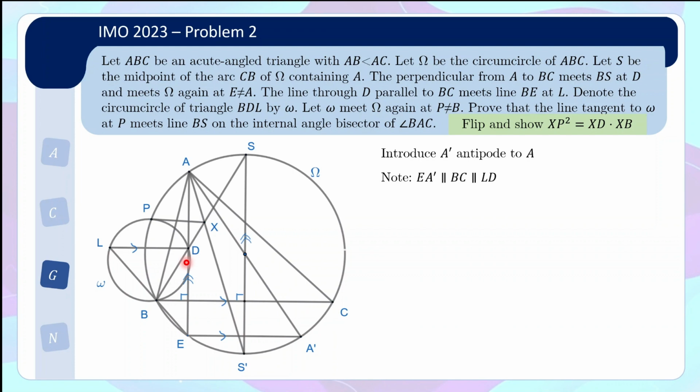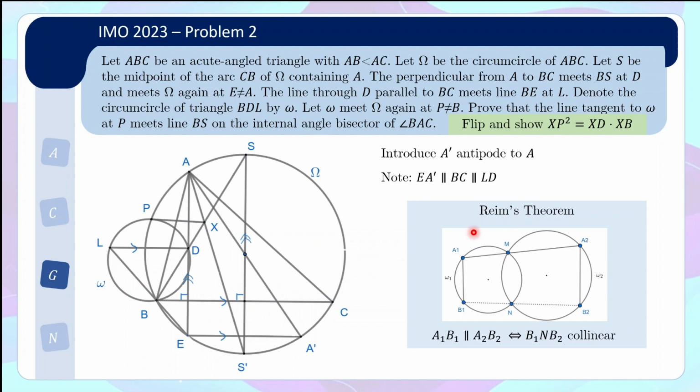And more importantly, I am now going to claim that P, D, and A prime are collinear, which gives a very nice way of describing P in terms of points D and A prime without caring about this outer circle here. So to prove this claim, I'm going to use Reim's theorem. This theorem is quite easy to prove by basic angle chasing, so I will not bother showing it.